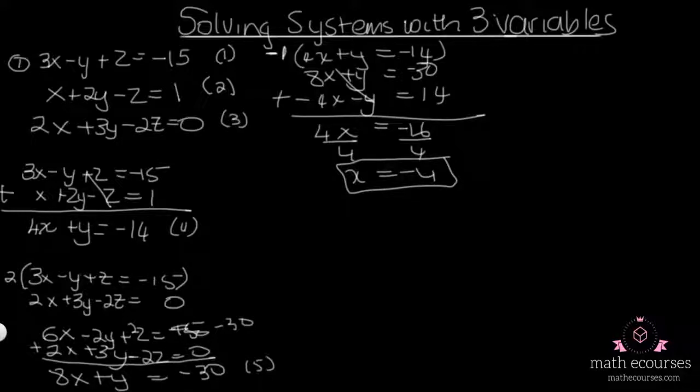Okay, now that I know x is negative 4, what you want to do is go back to that equation you just used, that set, and get y. Okay, so now I can get y by plugging it in into either equation 4 or equation 5. I'm going to go back to equation 4 and plug in x. So 4 times negative 4 plus y equals negative 14. And then I just need to solve this.